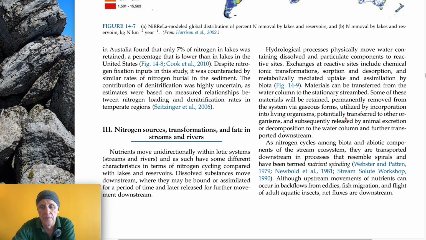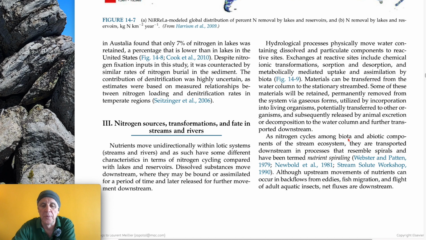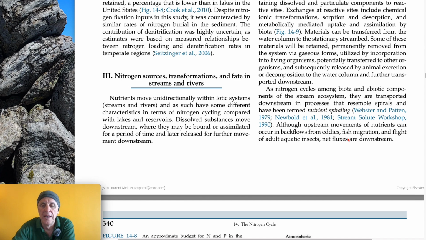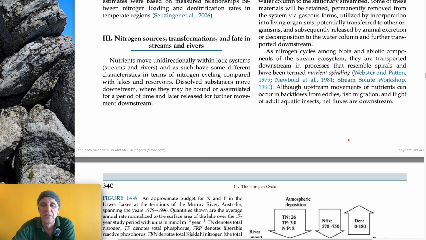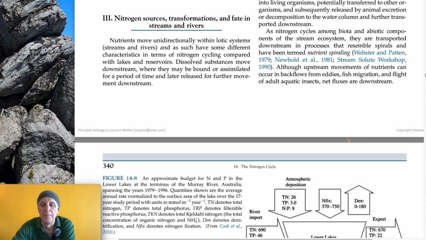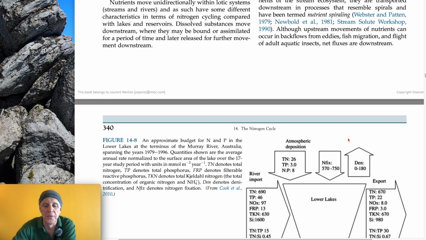Materials can be transferred from the water column to the stationary stream bed. Some of these materials will be retained, permanently removed from the system via gaseous form, utilized by incorporation into living organisms, potentially transferred to other organisms, and subsequently released by animal excretion or decomposition to the water column, and further transported downstream. As the nitrogen cycles among biota and abiotic components of the stream ecosystem, they are transported downstream in processes that resemble spirals and have been termed nutrient spiraling. Although upstream movements of nutrients can occur in backflows from eddies, fish migration, and flight of adult aquatic insects, net fluxes are downstream.